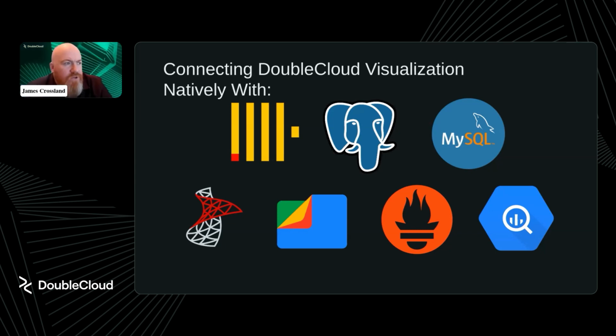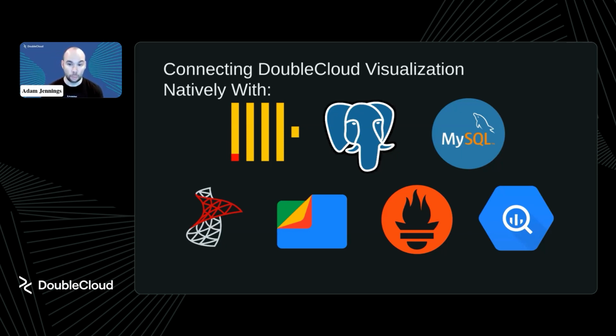So just to interrupt you there, we've had a couple of questions in. The first one is, it says here we can connect natively with all these different data sources. Are those the only data sources we can connect with then? Yep, those are the only ones we can connect with natively. So if you want to connect to any other data source, we'd recommend using our transfer service to get the data into our managed ClickHouse, and then from there visualizing it.